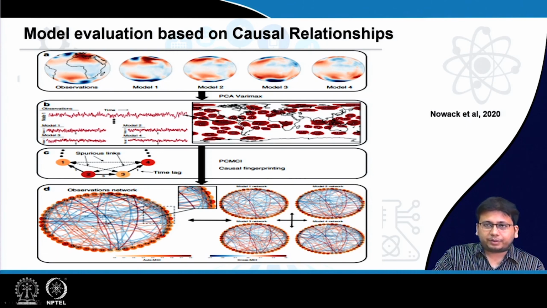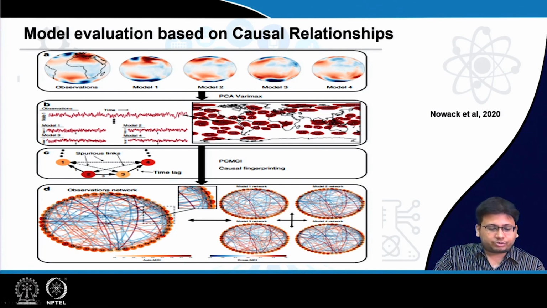Based on this they apply the PCMCI algorithm and construct the causal network by adding a directed edge from one variable to another, provided they are not independent of each other. And so they finally come up with a fingerprint, a causal network like this, where they have these kinds of time lags and so on.